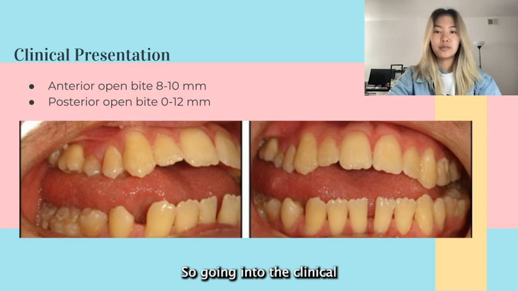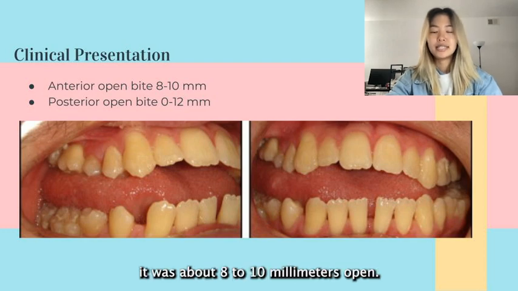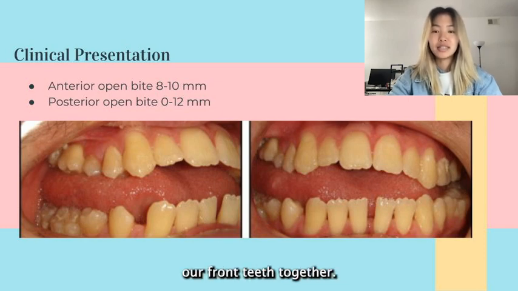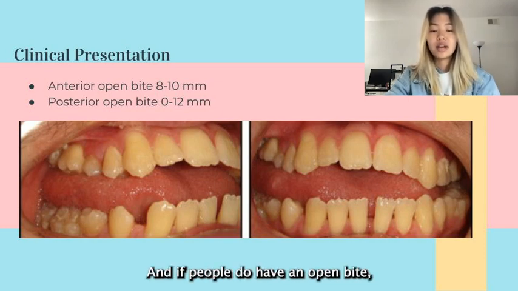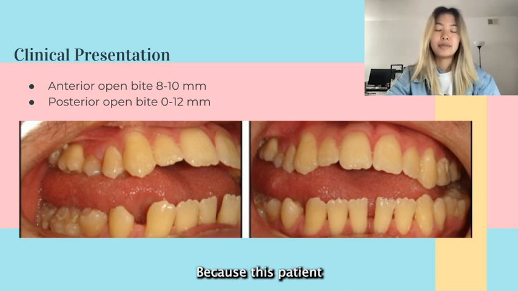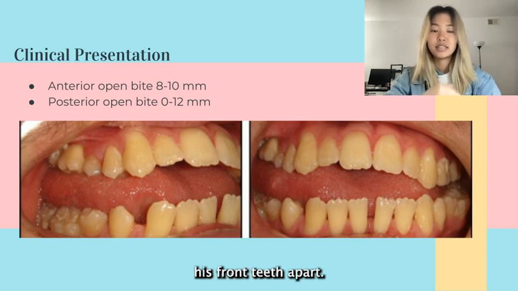So going into the clinical presentation, one of the things he presented with was an anterior open bite. In his particular case, it was about 8 to 10 millimeters open. So normally when people bite, we should be able to touch our front teeth together. And if people do have an open bite, it often occurs because thumb sucking habits haven't stopped, or there's just other obstructing factors in the way. Because this patient did have a large tongue that ultimately was pushing his front teeth apart.